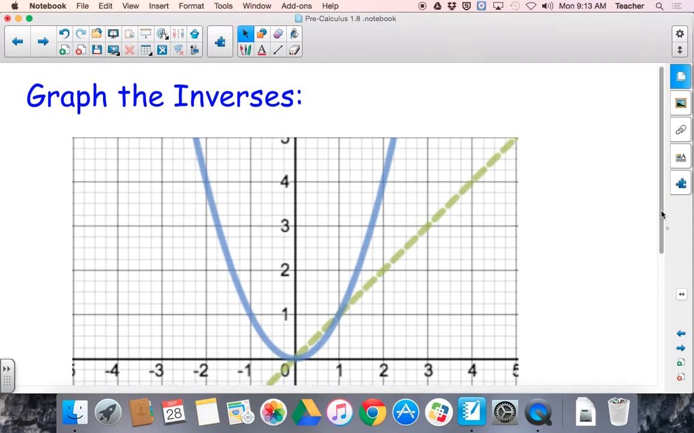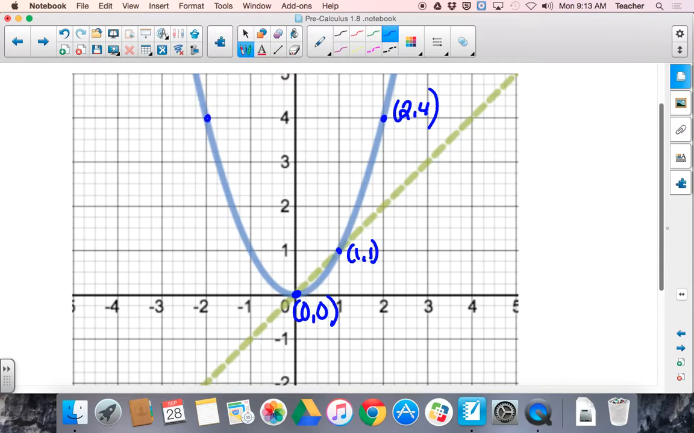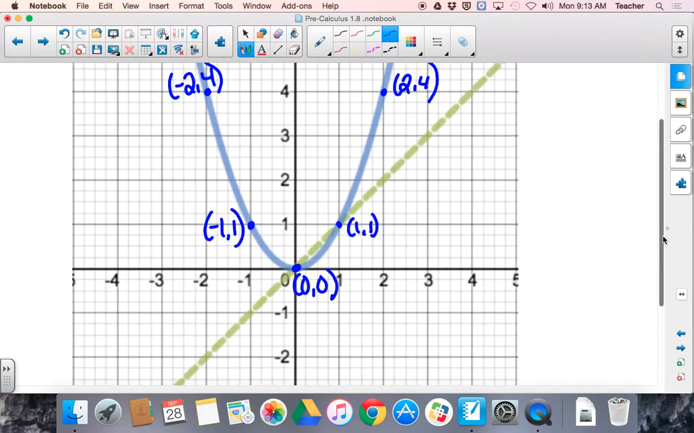So let's take an example. Pause the video right now and copy down this graph, y equals x squared, highlighting a few points. Now we know that the inverse is not a function because of the horizontal line test, but we can still graph it anyways.